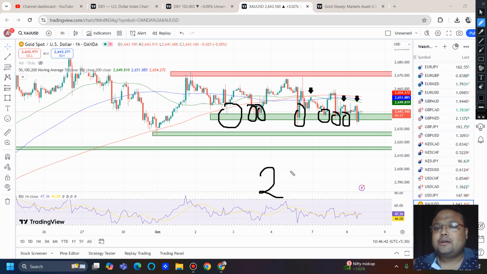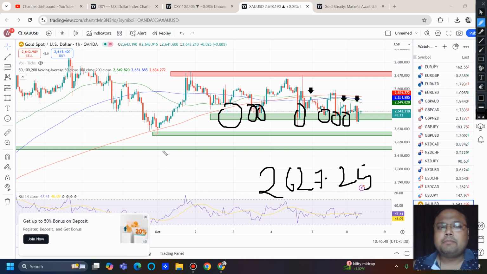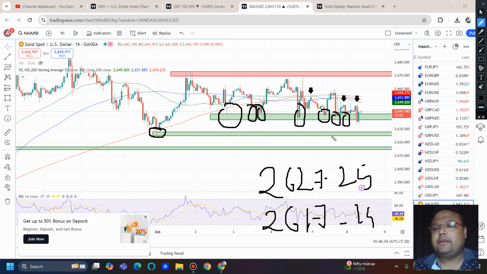So personally, obviously, I'm not going to buy at all around the 2640, 2637 area. If the market comes around 2627, 2625 that we discussed yesterday also, yes, we can look for a buy position because of previous support, or we can look for a buy around the 2617, 2614 area, this particular area, because of Fibo. So these are the only levels where we can look for a reliable trading opportunity if the market takes support.